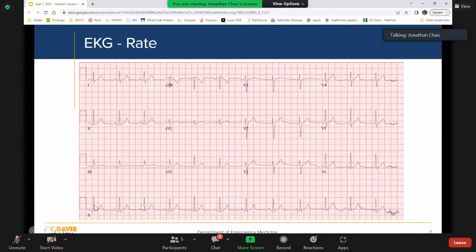So here we count 1, 2, 3, 4, 5, 6, 7, 8, 9, 10, 11, 12. So we count 12 QRS complexes here. And then when we multiply that by 6, we get 72. So we know this EKG is going at about 72 beats per minute. And that's how we can calculate the rate.